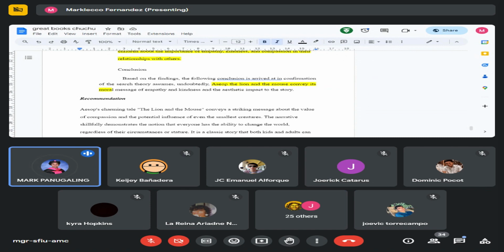It is based on your title. I repeat, and I will not say this again. Based on the findings, the following conclusion is arrived at in confirmation of the research theory assumed. Research theories assumed. Period. And then capital letter undoubtedly, comma, Aesop's The Lion and the Mouse unveils moral lessons and nurtures empathy on children's literature and moral development. That's it. That's your conclusion.